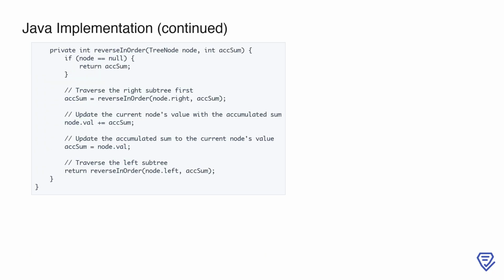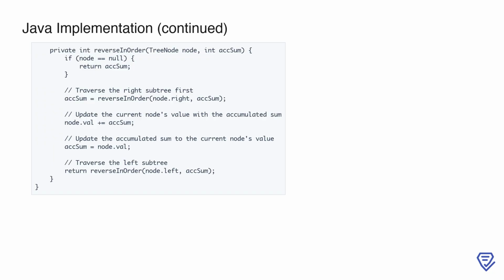The reverseInOrder method is a recursive helper function that takes a tree node and the accumulated sum as arguments. The first step in this function is to check if the current node is null. If it is, we simply return the accumulated sum. Next, we traverse the right subtree first, which ensures that we visit nodes in descending order of their values.